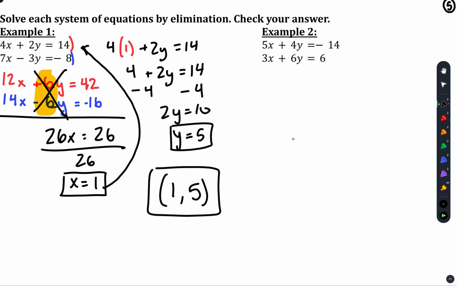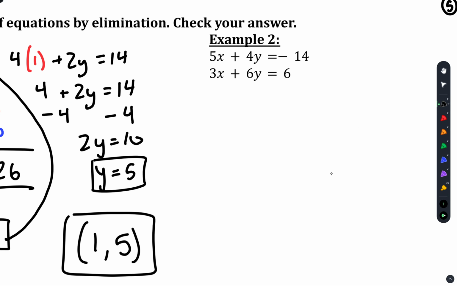Okay. Take a look at example 2. It does not matter whether you do the x's or the y's. It's my personal preference on that last one that we did the y's so that I didn't get such big numbers. What do we want to do here, x's or y's? Anybody have a preference I want to go with? Okay. What's the least common multiple in the y's for 4 and 6? 12. So I want one equation to have a positive 12, one equation to have a negative 12.